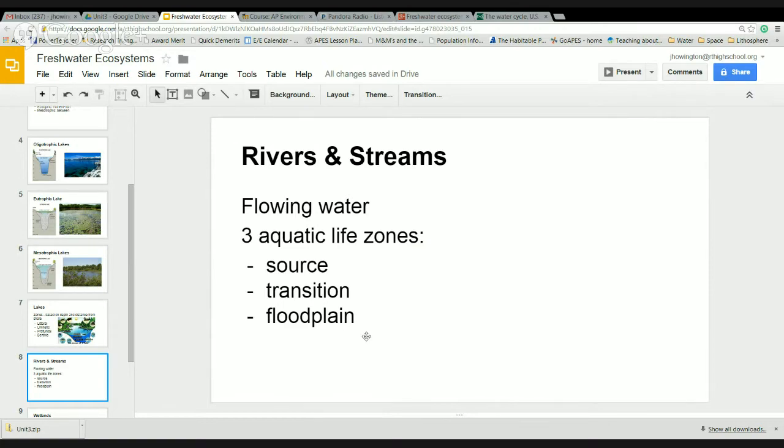And then the transition zone, which is where the river is kind of transitioning from source zone to floodplain zone. And then the floodplain zone, which is usually pretty flat. The river takes on more sinuosity or curves and is in contact more with its floodplains. And so this area can actually also be considered a wetland too.